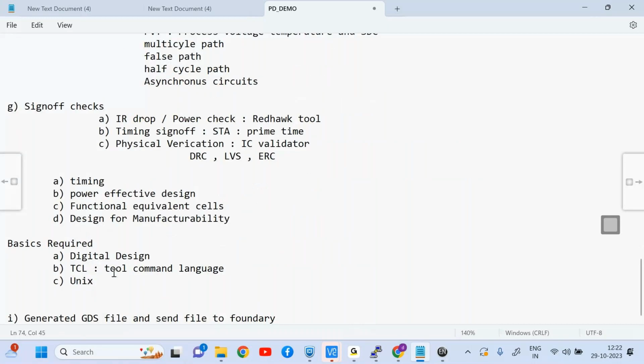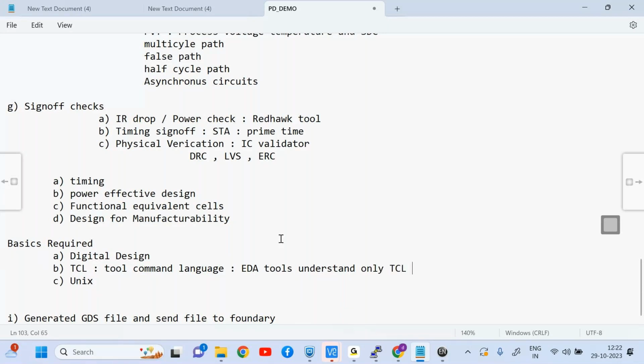TCL is also very important because EDA tools will understand only TCL. EDA tool means electronic design automation tool, which we use to design the circuits. For physical design, we use ICC2 as the EDA tool. So many EDA tools will understand only TCL. Even Xilinx also will understand only TCL. Apart from the user interface, if you want to talk with the tool or communicate with the tool, you can do it only through TCL.